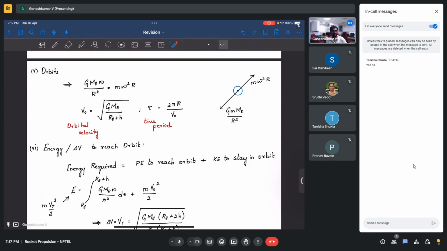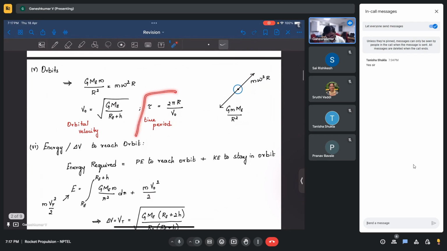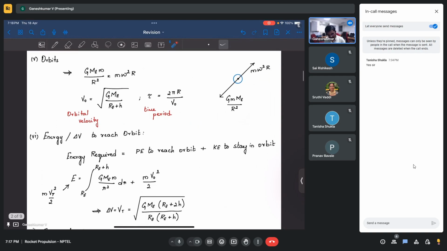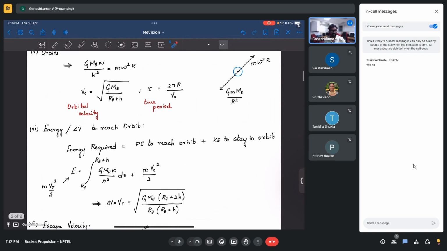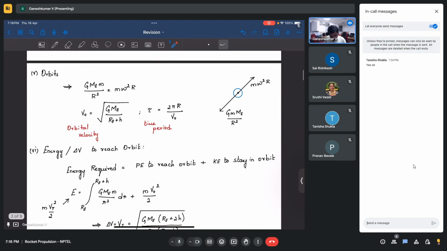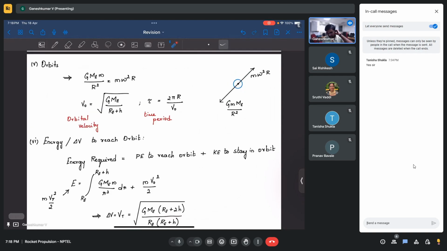This is the velocity with which you should inject the satellite into an orbit. Also, you can find the time period of this satellite. These are some important quantities you can get just by equating these two forces, basically a force balance. Now the question is, we need this orbit.